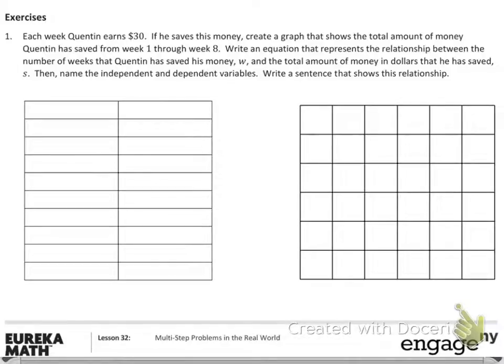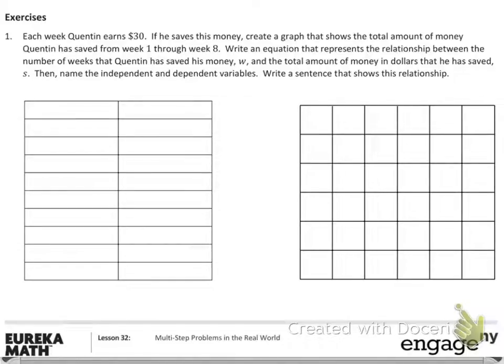All right, so we are back. We're going to put this table and graph together. Each week, Quentin earns $30. If he saves this money, create a graph that shows the total amount of money Quentin has saved from week 1 through week 8.